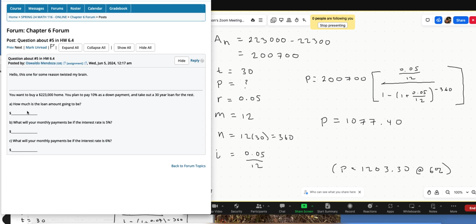I think you had some trouble on A, which would have messed up B and C. So for this, we want to buy a house for 223,000. You plan to pay 10% as a down payment.